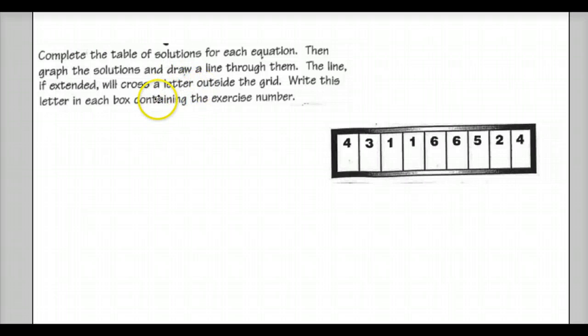The line, if extended, will cross a letter outside the grid. Write this letter in each box containing the exercise number. So once we extend our line, which I'll show you how to do, you're going to write whatever letter it crosses into one of these boxes here. So let's do our first example.